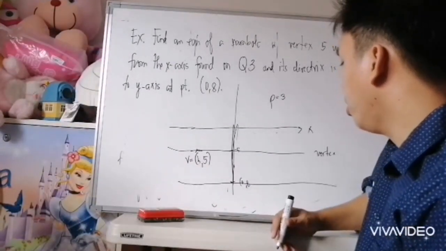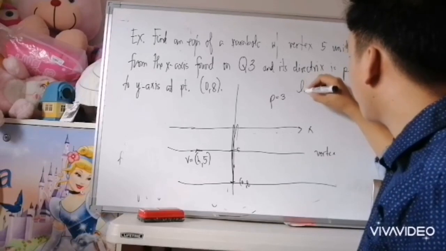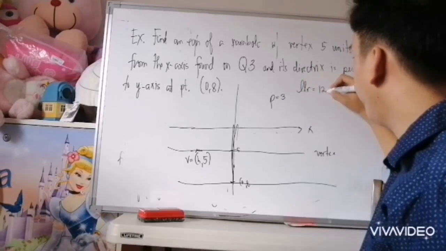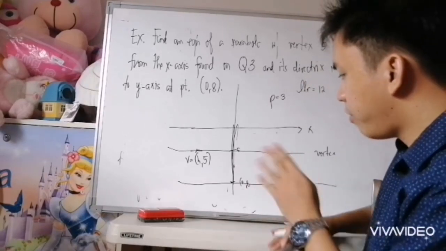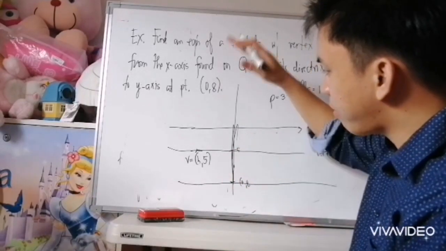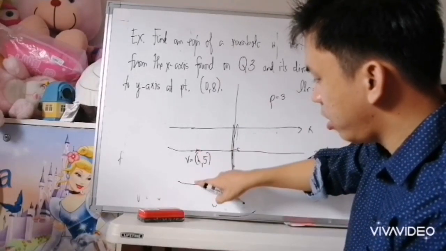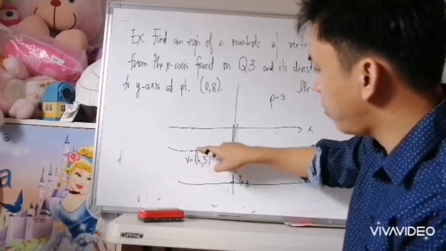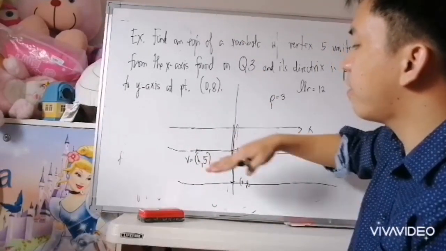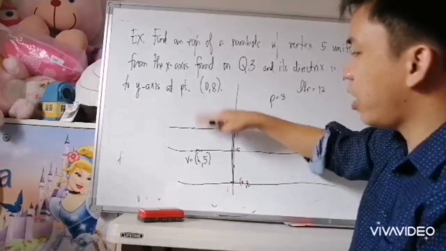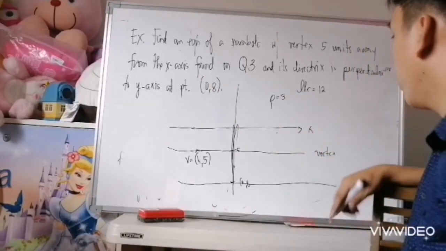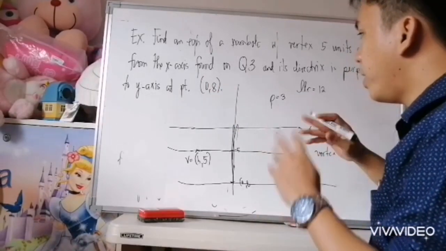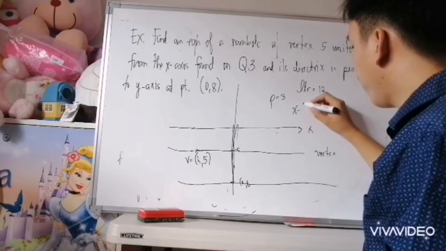Therefore, the length of your latus rectum is 12. This will also tell you that it opens up because the vertex is here, your directrix is somewhere there, and the focus is somewhere here. Since it opens up, you'll follow this formula.